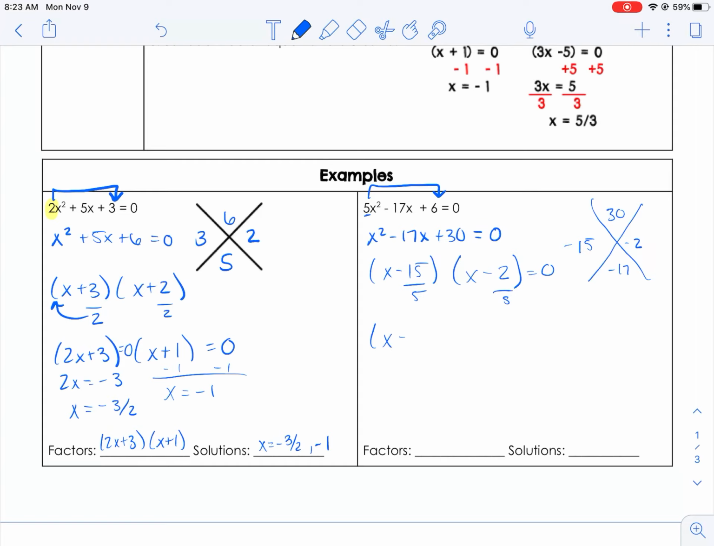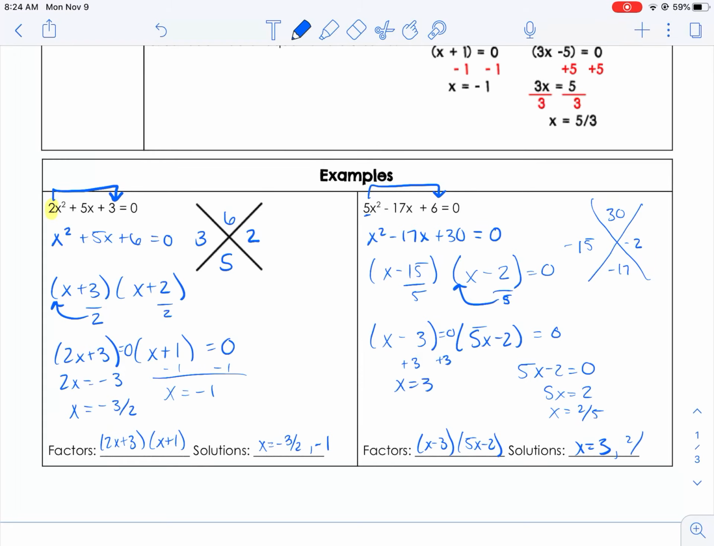Then we'll simplify. So x minus 15 over 5 is going to be x minus 3. And then this one does not simplify nicely, so we'll bring our 5 out in front. So 5x minus 2. So those are our factors, x minus 3 and 5x minus 2. Now we just need to set equal to 0 and solve. So for x minus 3, we're going to just add 3 to both sides. So x equals 3. And our other factor, we're going to do 5x minus 2 equals 0. We'll add 2 and divide by 5. So we've got 2/5.